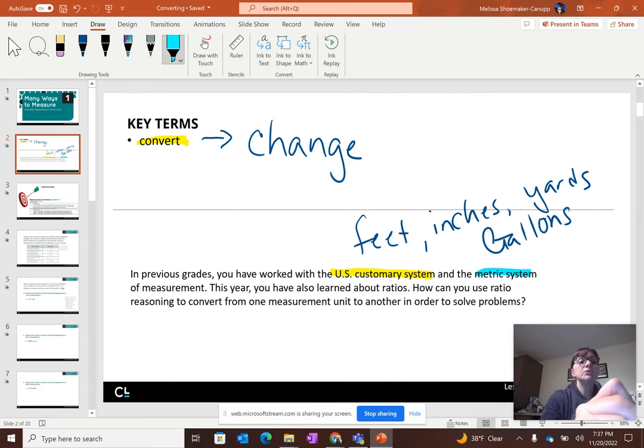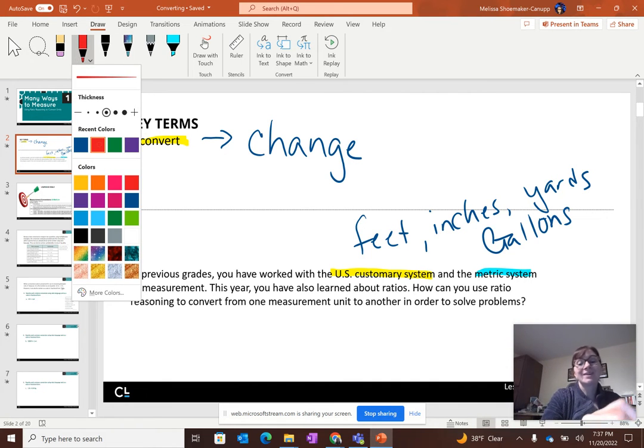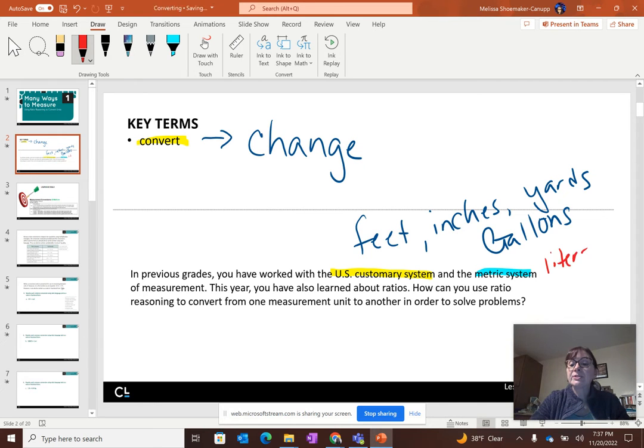Now, metric is used in other countries, really everyone but us, and that's more like liters, millimeters. Oops, somehow I switched the screen. Let's see, what's another? Centimeters, decameters, liters, grams. There we go. That was the one I was trying to think of.